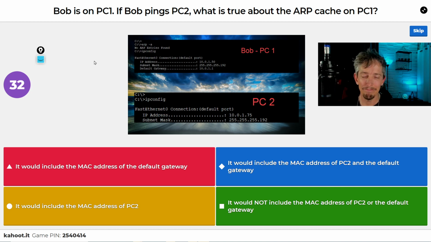All right, Bob's on PC1, pings PC2. What's true about the ARP cache on PC1?